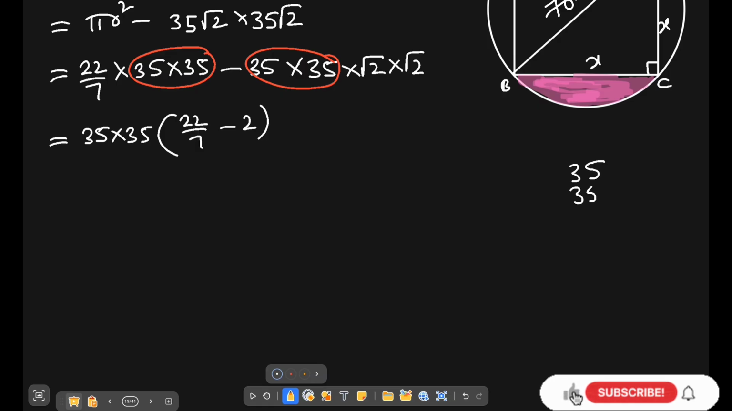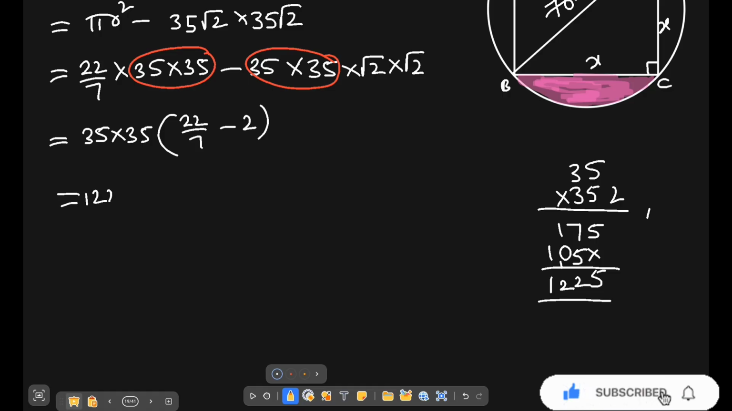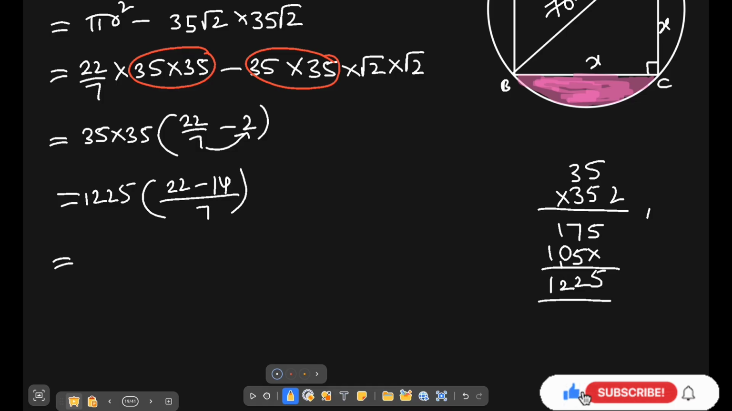So 35 into 35 is equal to 5 5s are 25, 5 3s are 15, 17, right? 3 5s are 15. So 10, 5, 12. So 1225. Now it is equal to 1225. Now multiply the 7 to 22 minus 7 to the 14 by 7. So 1225 into 22 minus 14, 8, 8 by 7.